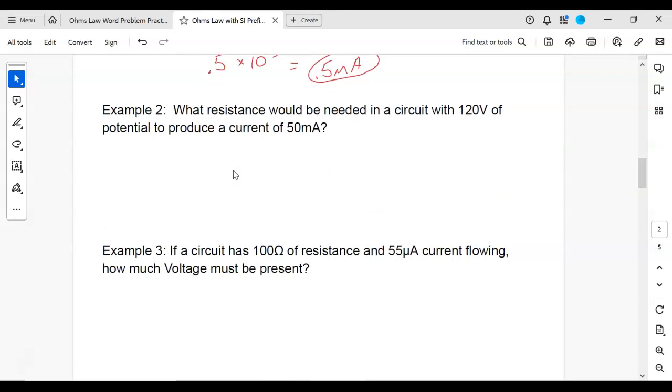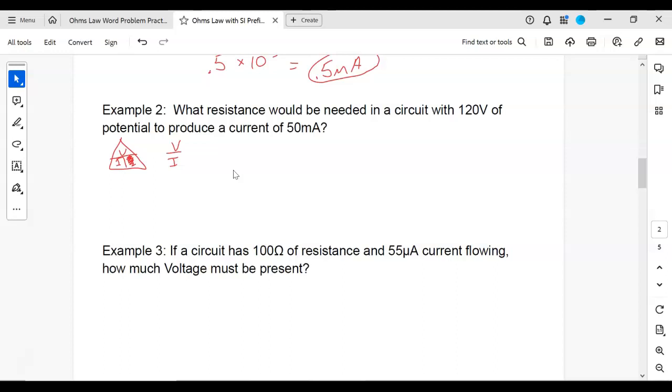Okay, so for example 2 here, we're trying to figure out the resistance. So again, going back to the triangle, VIR, we're looking for resistance this time. So we're going to cancel this. So it's going to be voltage divided by our current. So we've got 120 volts.